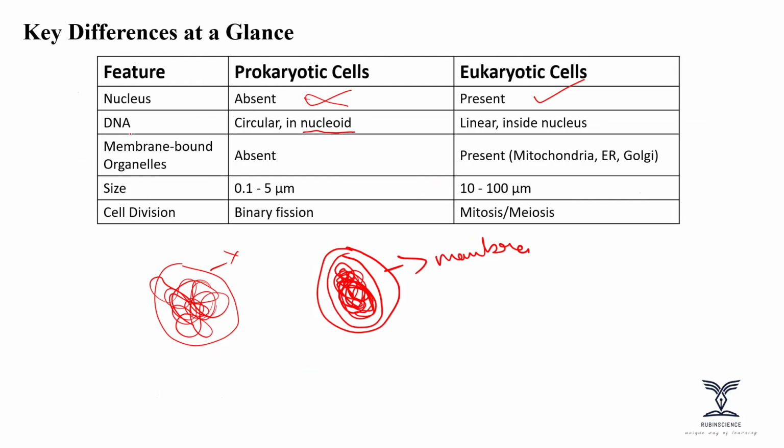Here the DNA is circular in nature, whereas in eukaryotes the DNA is linear. Here linear DNA, and here circular DNA. And the membrane-bound organelles, right?